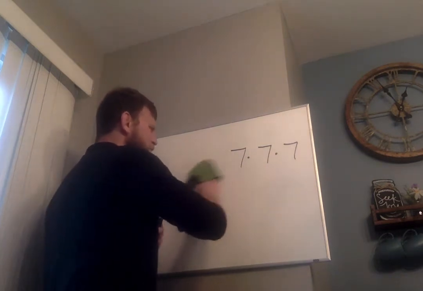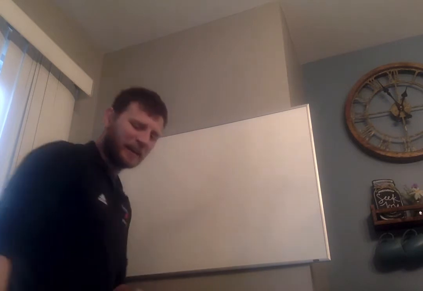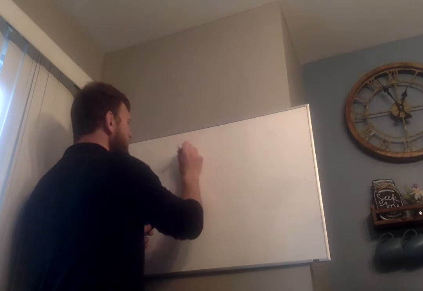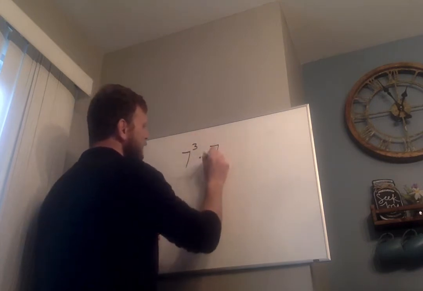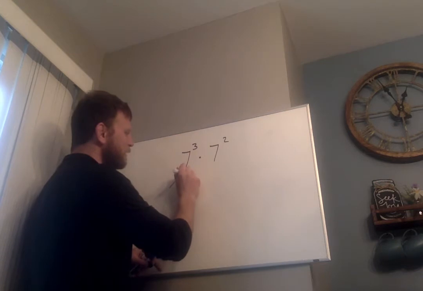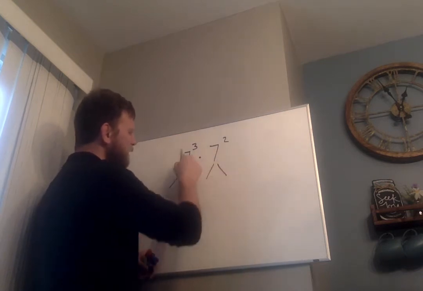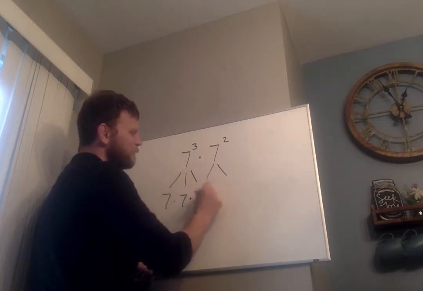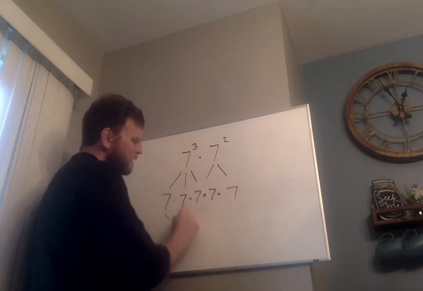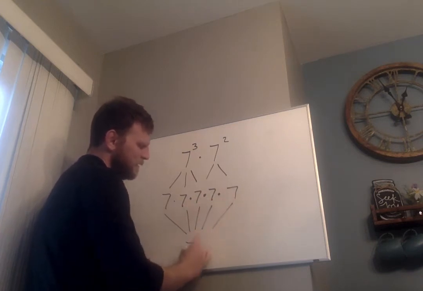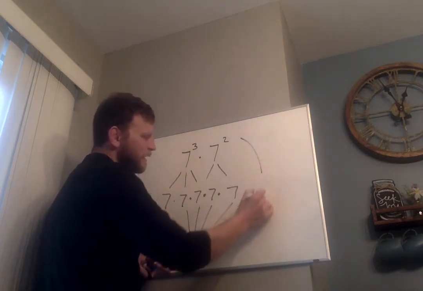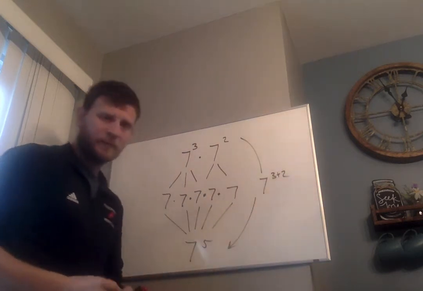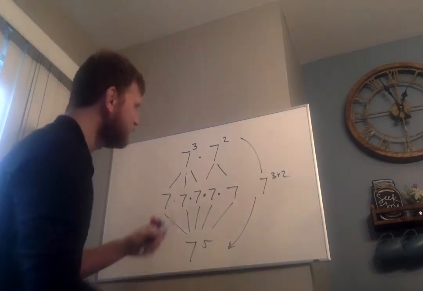Now, I just need to know that, and I can create all the other rules from it. So let's say I want to know what is 7 to the third times 7 squared. Well, 7 to the third is 1, 2, 3. I have 3 sevens right here, 1, 2, 3. And then I have 2 more right here. So how many is that? That's 5. And the quick way to go from here to here is we do 3 plus 2.